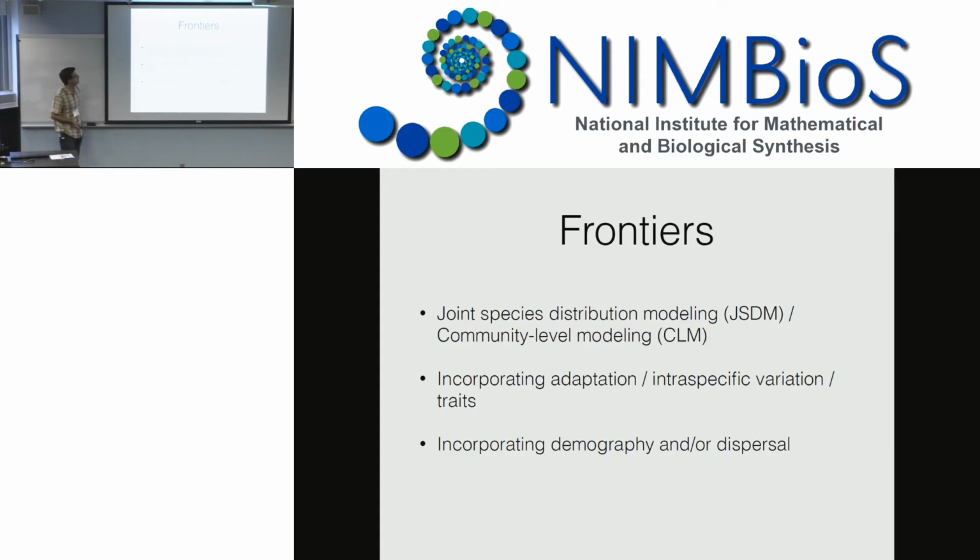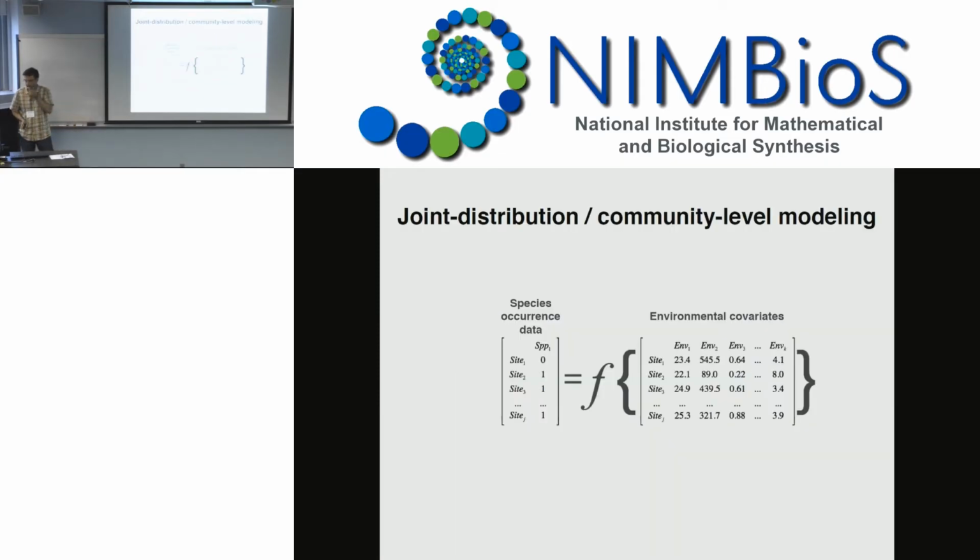Right, okay, so these are the frontiers as I see them. Joint species distribution modeling, I heard several of you mention that, so that's cool. Community level modeling. These are actually, I see as different things, but I group them together. And then incorporating adaptation, intraspecific variation, traits into these models, and again, the last one I'm not going to deal with.